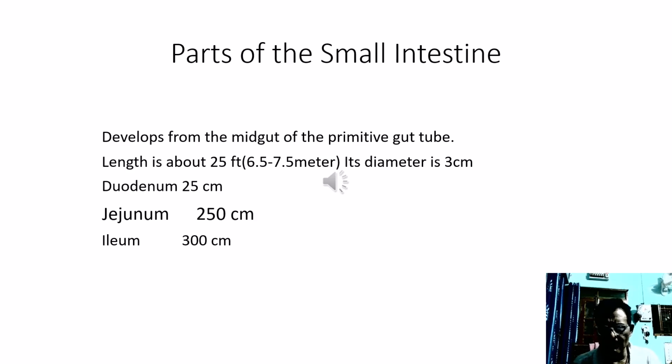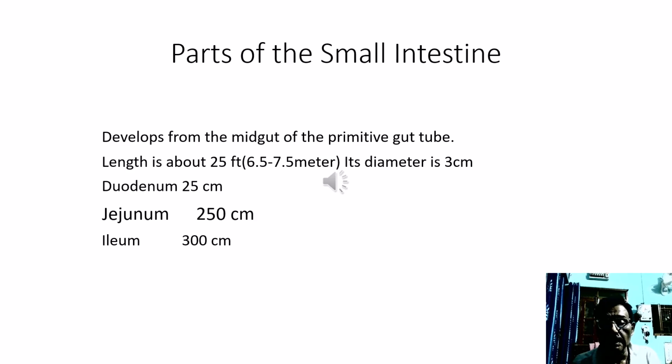The large intestine is very short in length, but its diameter is more, therefore it is known as the large intestine. The small intestine is divided into three parts. Duodenum, 25 centimeter, the shortest part of the small intestine. Then jejunum, 250 centimeter, and ileum, 300 centimeter.